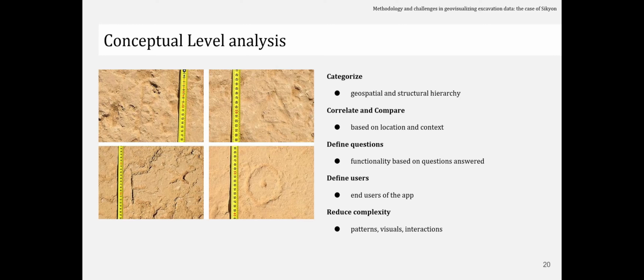The next step is to define the question that the application needs to answer. For Sikyon, we wanted a searching functionality based on the categorization and to show the archaeological order of overlapping contexts. Then we define the users. Our application is primarily addressed to archaeologists, experts, and researchers. And then we have to reduce the complexity of the whole application in order to avoid a cluttered interface. We used visuals, patterns, and we broke the navigation of the application into steps to achieve that.